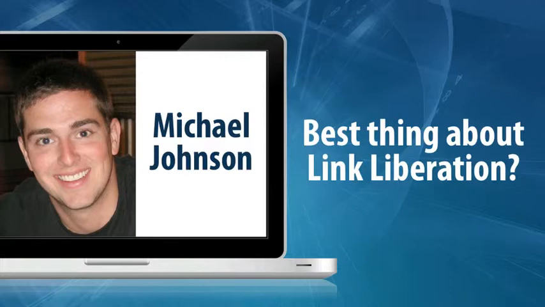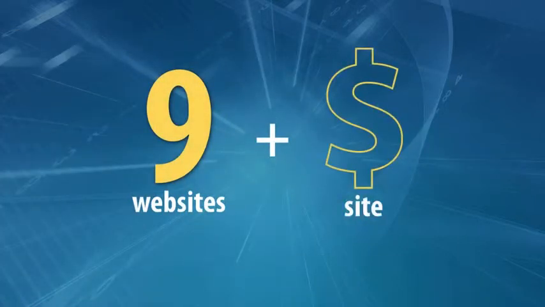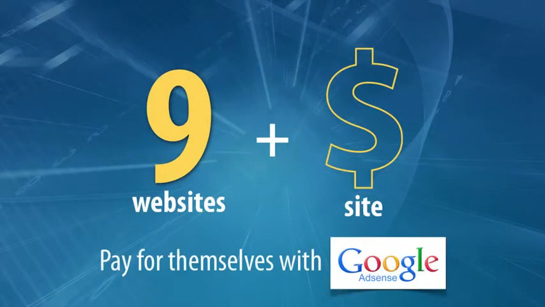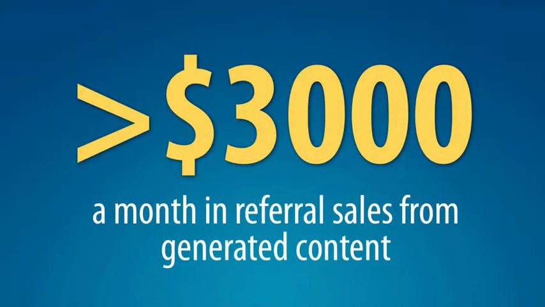Now, Michael is doing this stuff on a pretty large scale, at least to most folks. He's got 9 websites in addition to his money site. Funny thing is, those sites actually pay for themselves with AdSense. Plus, he also does more than $3,000 a month in referral sales from the content that he generates. Now, we think that's pretty good.